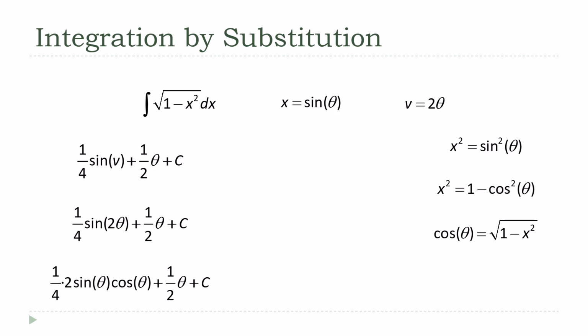How about this theta part? Well, again, go back to x equals sine theta. If we solve that for theta, we get theta is equal to the inverse sine of x. And that fixes my 1/2 theta issue. I'm going to make all of those substitutions into that integral, and this becomes 1/2 x times the square root of 1 minus x squared plus 1/2 inverse sine of x, again, plus a constant. And that's my answer.